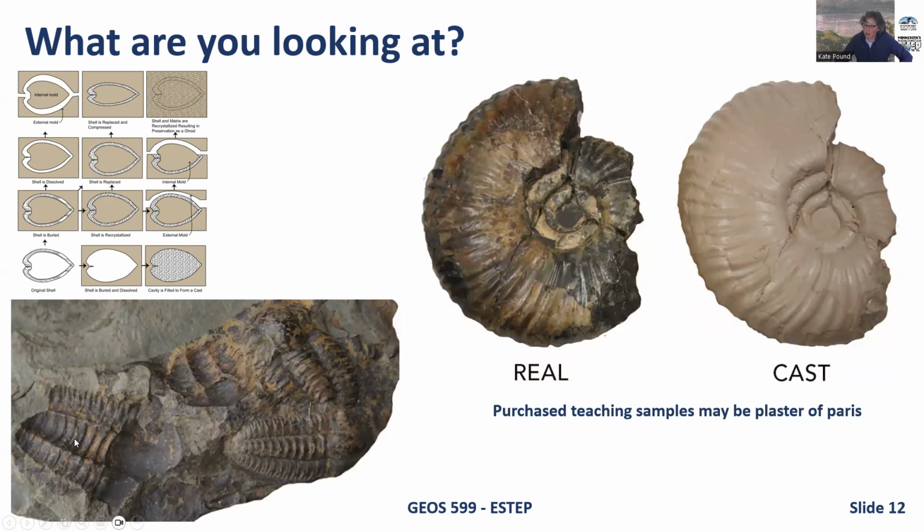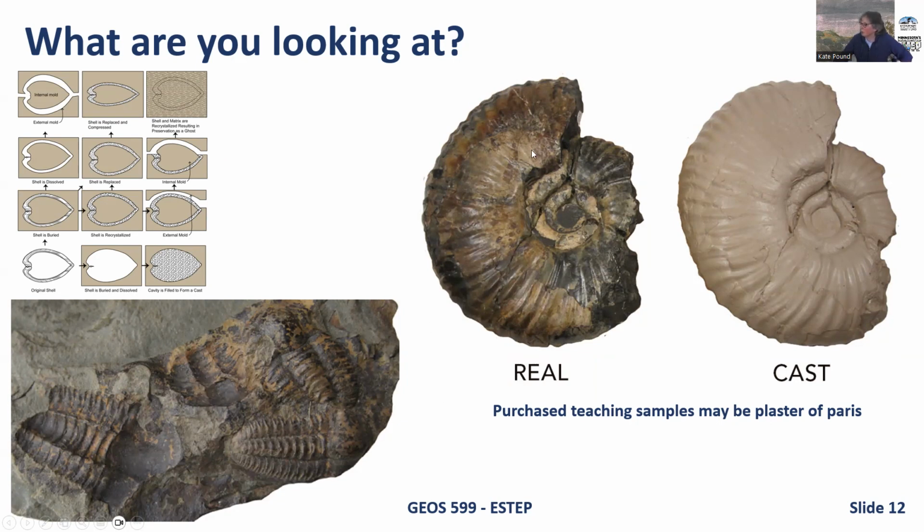So I just mentioned trilobite shells. What you can see here is a partially replaced trilobite. The dark material is the chitin.